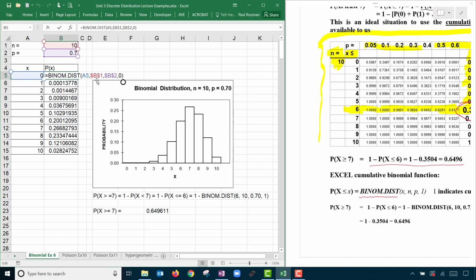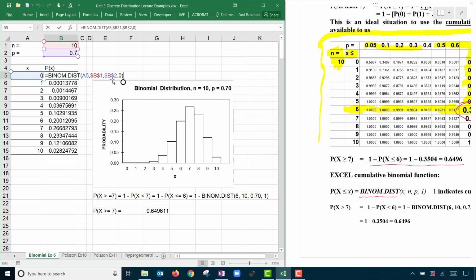The next parameter is your n. In this case, it's 10. I just listed the cell reference there. The number 10 is in cell B1. I put dollar signs around it so that Excel knows to always look at that one spot when I copied the cell down.